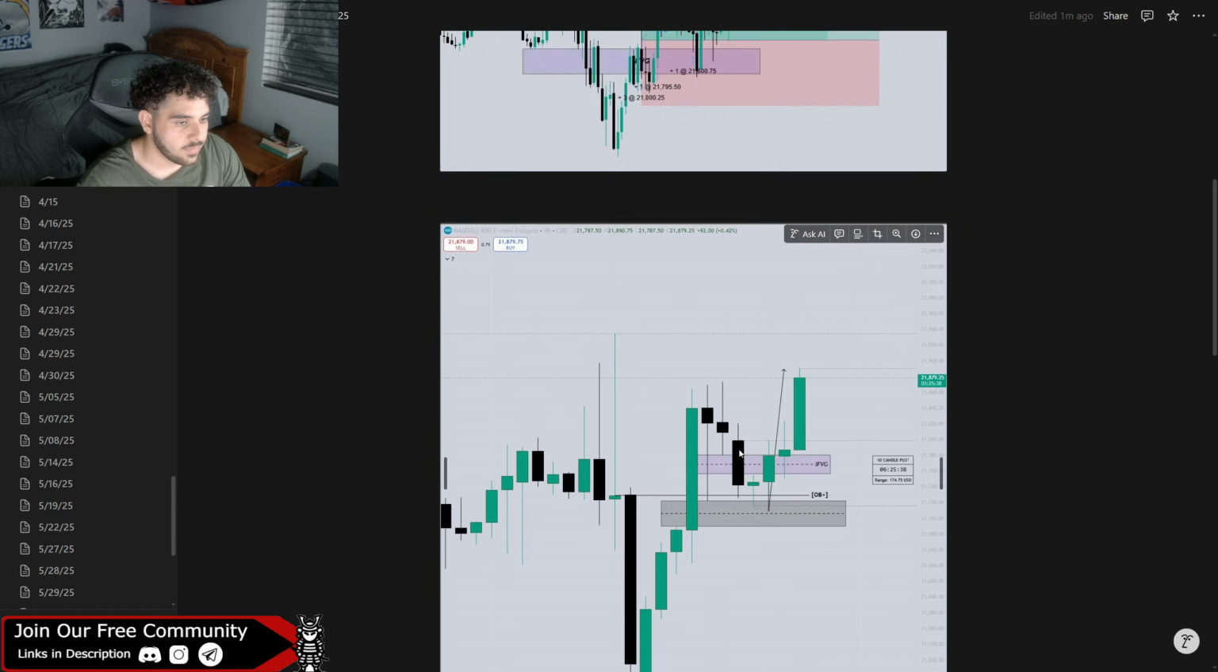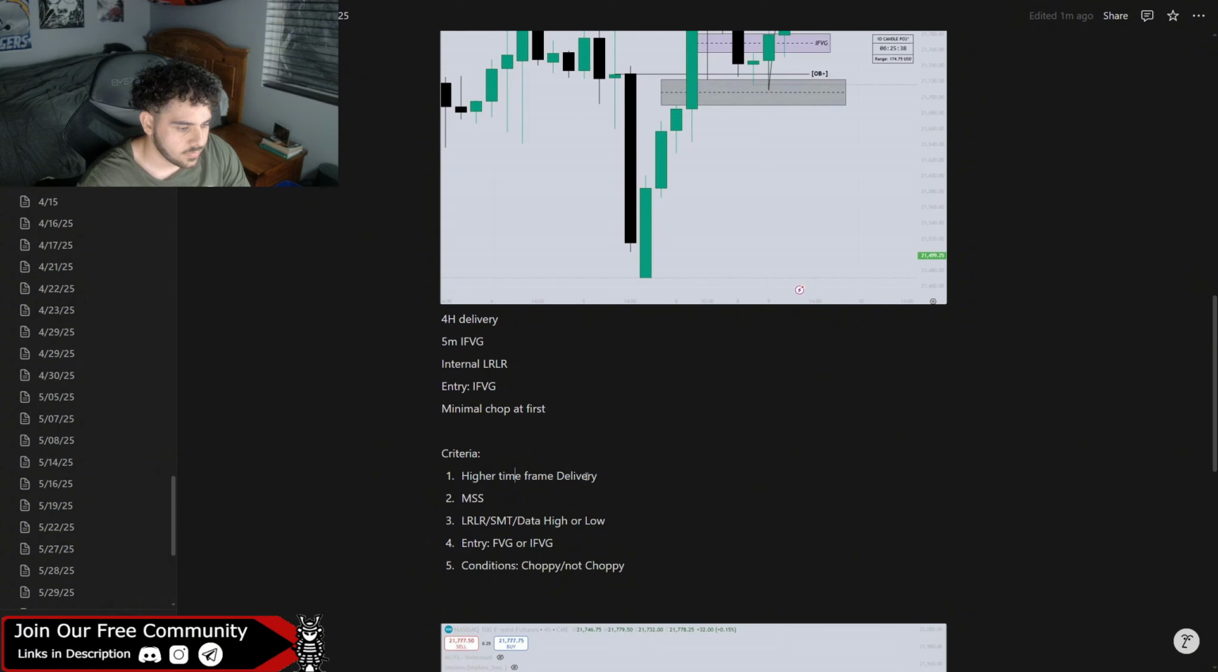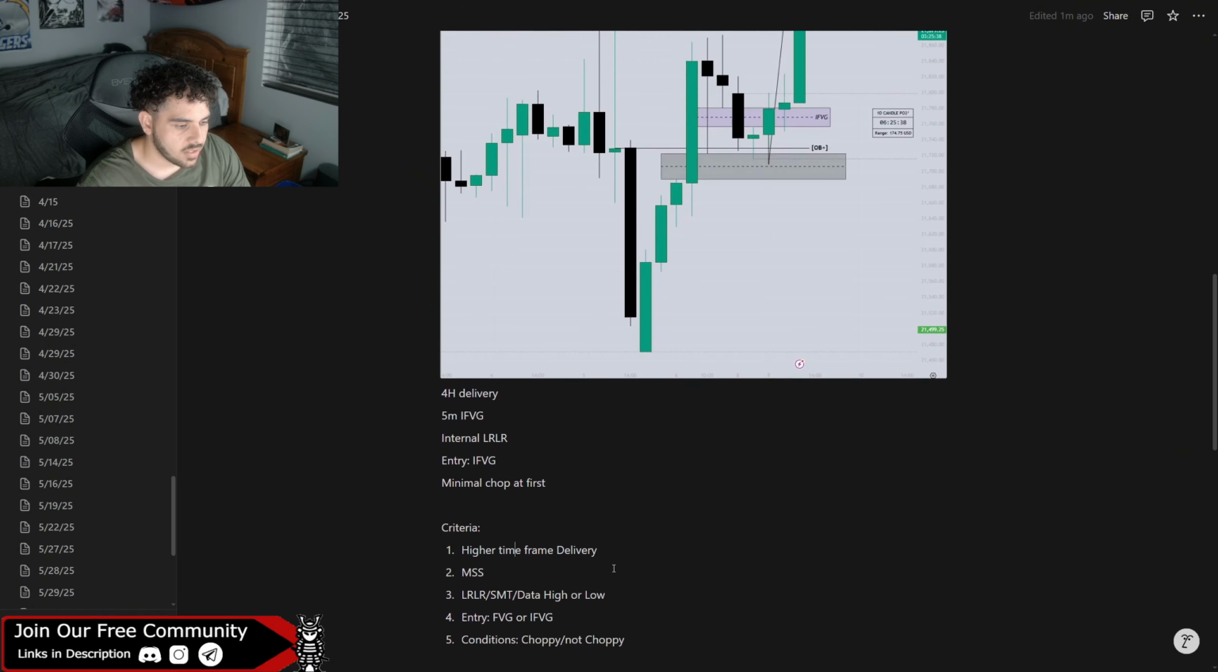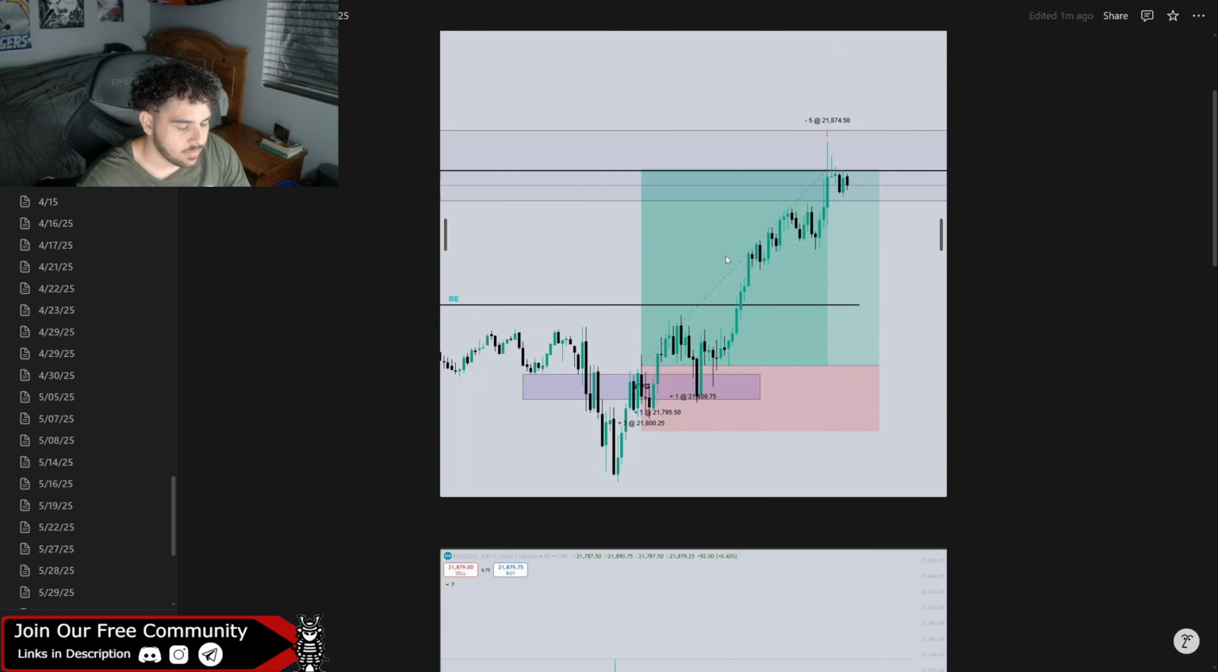We have my inversion fair value gap. Now we had some other fair value gaps right here, but I don't write them down because that wasn't really my entry model. And then choppy or not choppy. So it was minimally choppy at first. It did get choppier later, but I managed risk. I went break even. Right here I mentioned where I'm getting break even at.